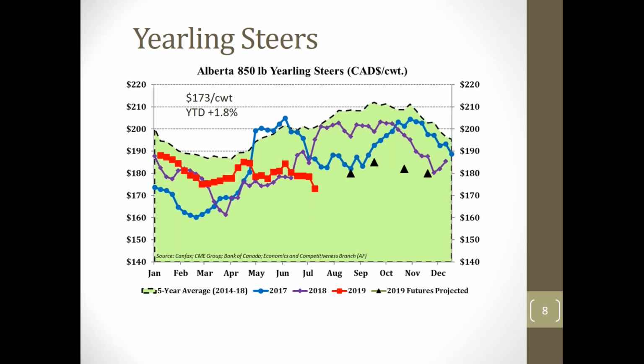Feeder steers, typically we would see them strengthen on average about 2 to 3% from July. That's that seasonal average increase from July into September. And then we'll see them soften into the winter months after that.